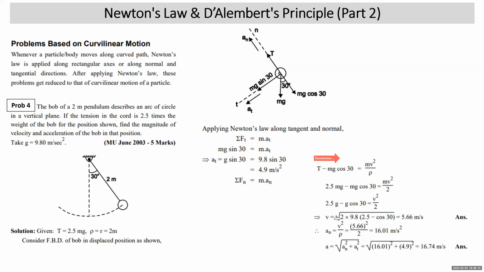Now, you can find velocity with it. How can you find velocity with it, students? Just square root of 2 into 9.8, g is also taken outside, into 2.5 minus cos 30. So if you solve this, you get 5.66 meter per second. Then normal acceleration is v square upon rho. Substitute the value of v and substitute the value of rho as 2 meter, you get a_n. Now total acceleration is square root of a_n square plus a_t square, right? Substitute the value of a_n, substitute the value of a_t, you get the total acceleration. And that's what it has asked us.